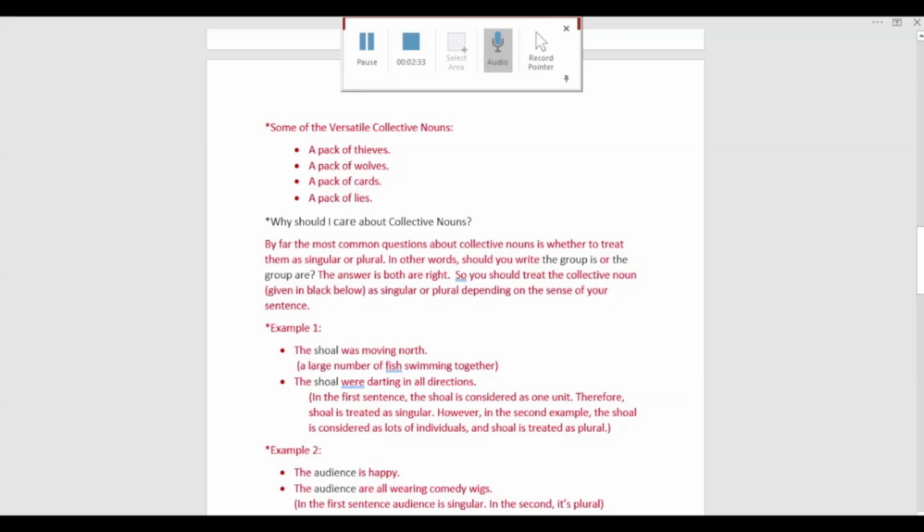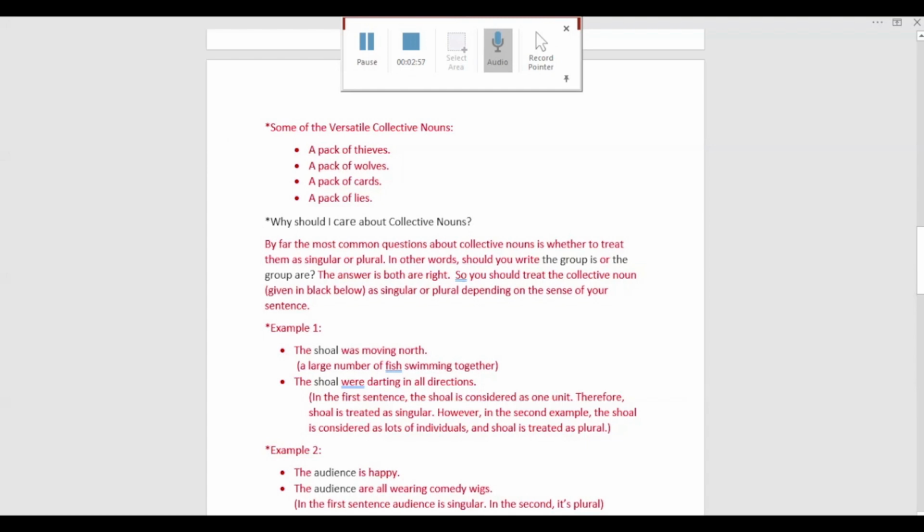So the question is, singular and plural, which one is applicable for a collective noun and where it is applicable. That is the main thing. In other words, should you write the group is or the group are? That is a question that arises in your mind. The answer is both are right.